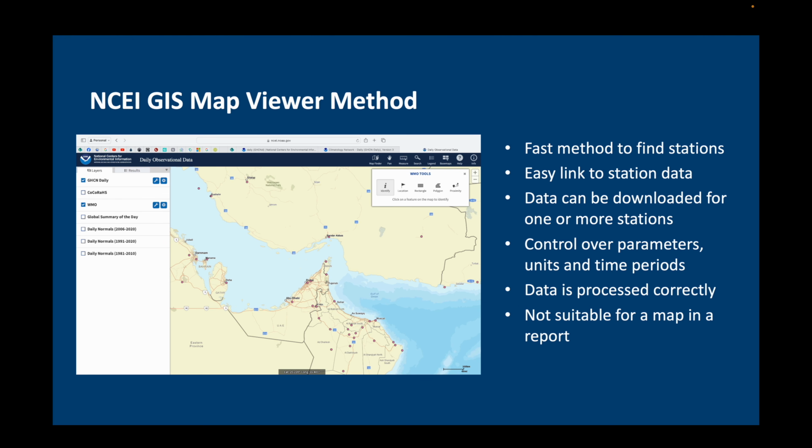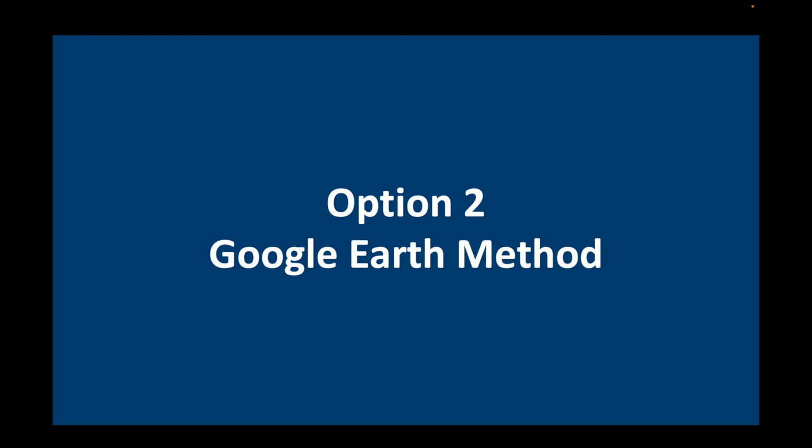So to summarize the map viewer method, it's a pretty fast method to find the stations. It's easy to link to the station data. Data can be downloaded from more than 1 stations. And you have a bit of control over the parameters, the units and time periods. The data will be processed correctly so you can easily use it directly for your work. However, you don't have a really good map which is suitable for a report, so you're still going to have to make a map. The second option is the Google Earth method.